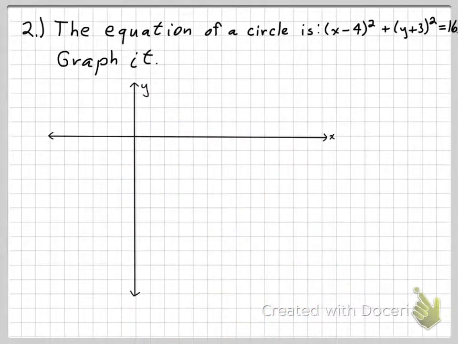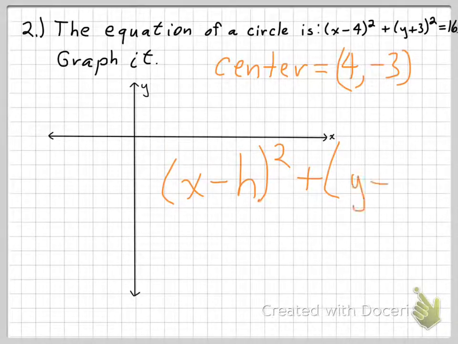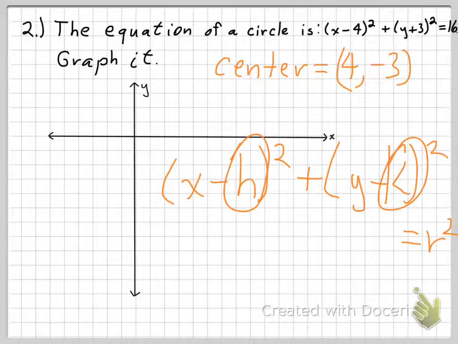And the last type of problem that you'll get is, given the equation of a circle, you need to graph it. Okay? So the first thing you need to do is to create a coordinate plane and get yourself ready to graph the circle. And then you need to find the center of the circle. Okay, in this case, the center of the circle is 4, -3. Because remember, the equation of a circle is x minus h, quantity squared, plus y minus k, quantity squared, equals my radius squared, where h and k are the center of the circle.